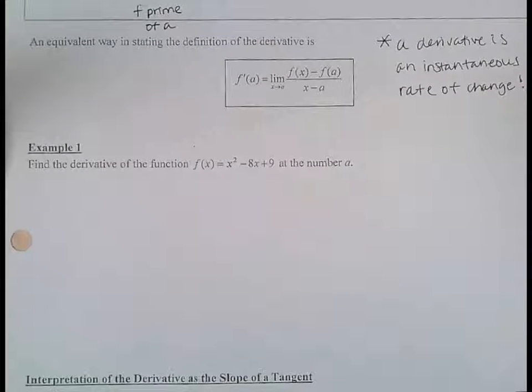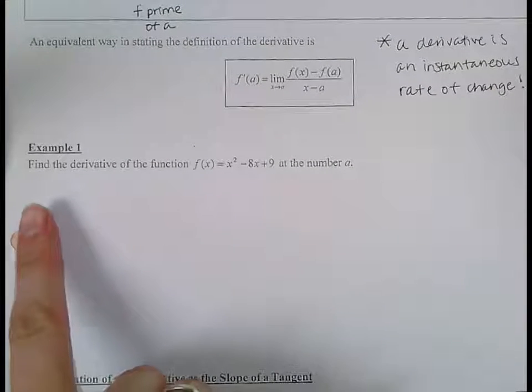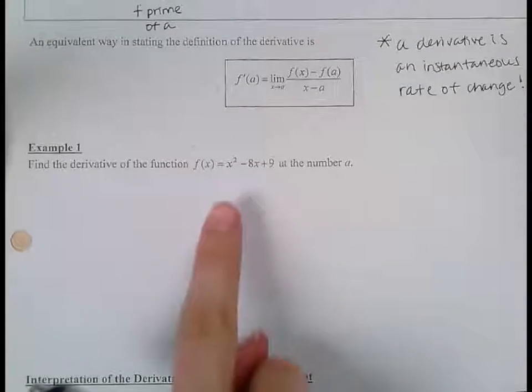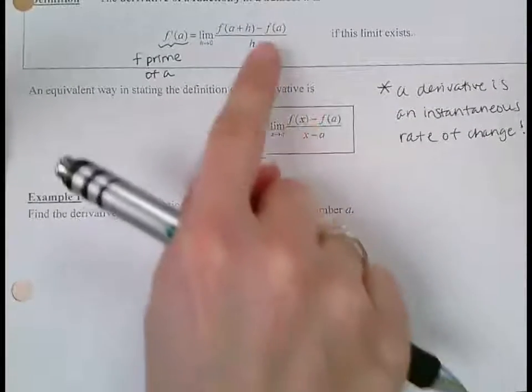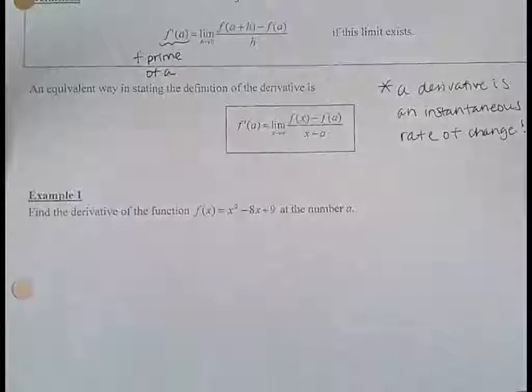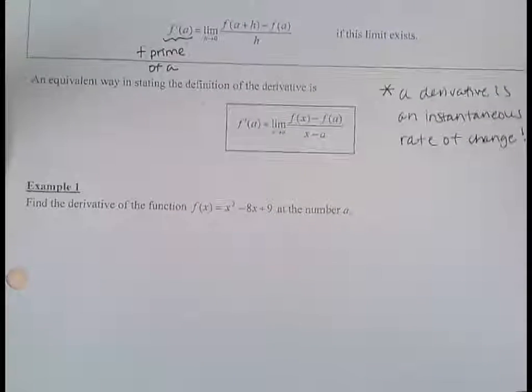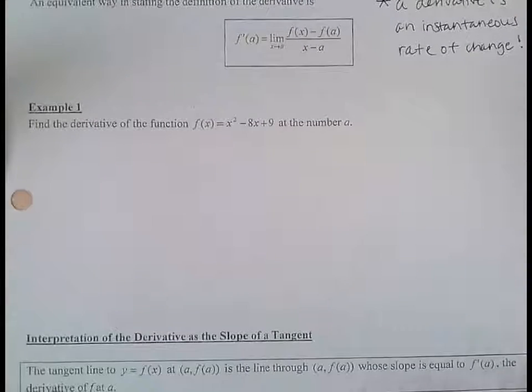All right, so for example 1, it just says find the derivative of the function f of x equals x squared minus 8x plus 9 at the number a. So that just means using one of these two limits, you are finding that limit. Any preference? With h, without h? With h, I heard first.